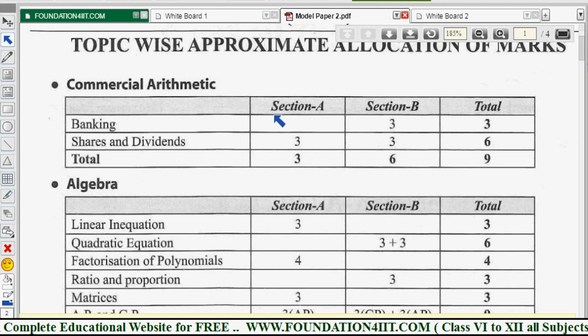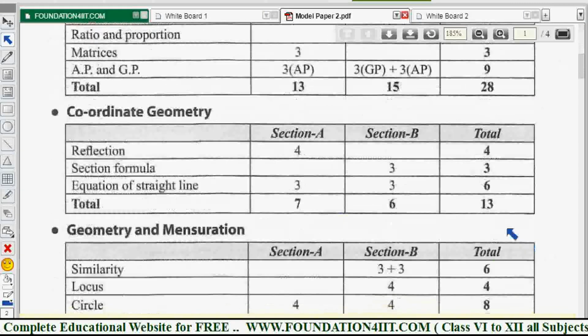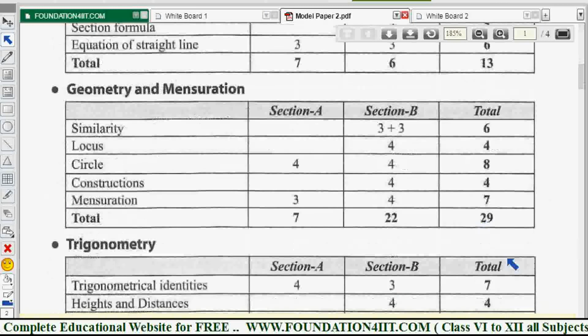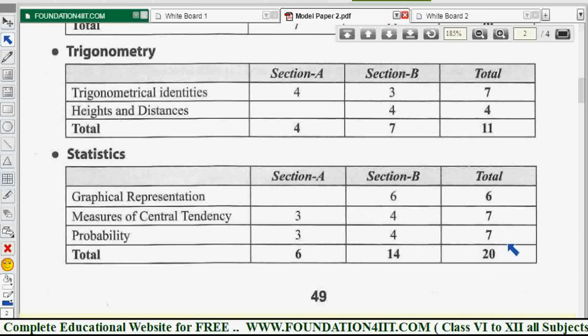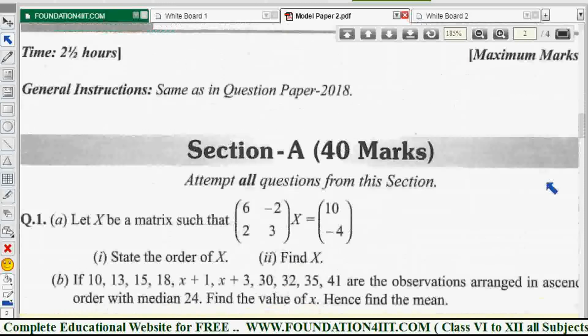So in this commercial maths you are getting 9 marks total, and algebra is 28, and coordinate geometry is 13, geometry and mensuration is 29, and trigonometry is 11, statistics is around 20. So this is to get an idea how the marks are there topic wise. Okay, let us see the question wise in this full paper.